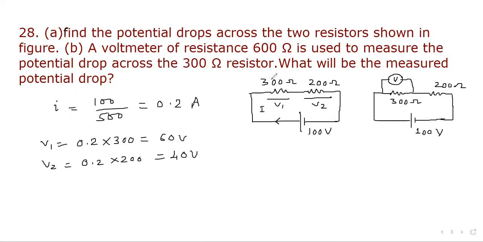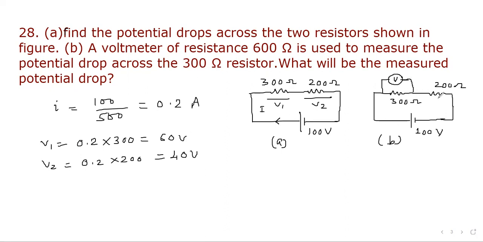Now, in the second case, this is case A, now case B. Here a voltmeter of resistance 600 ohm is used to measure the potential drop across the 300 ohm resistor. This is 300, in series with 200 ohm. What will be the measured potential drop? So we have to find out what is the potential drop here, and that will be the measured potential drop.